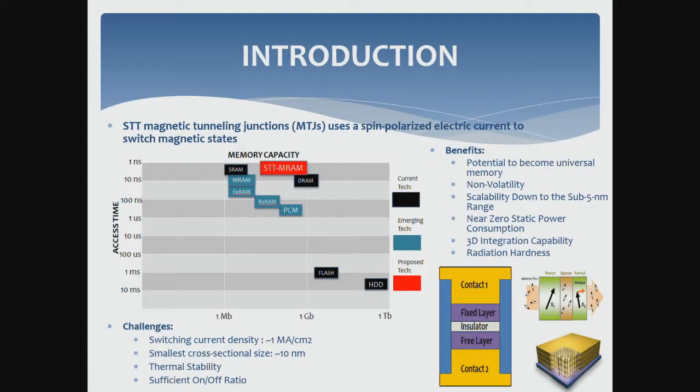Another issue is that we're trying to explore the physics in the sub-10-nanometer range. Obviously, there are major fabrication challenges, and reported to date, we've encountered reports somewhere around a cross-sectional size of roughly 10 nanometers. In scaling down these devices, we must take into account thermal stability and, of course, having sufficient on-off ratio.